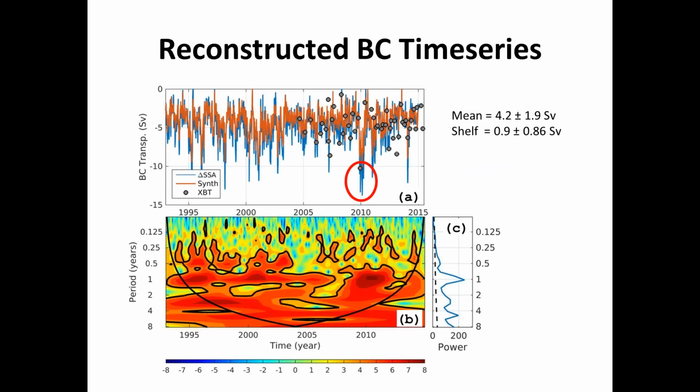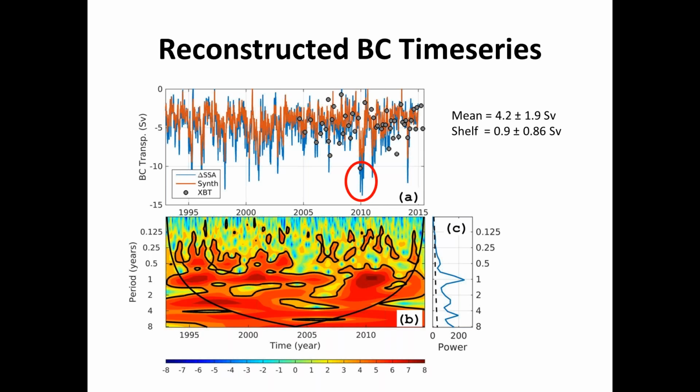Then we estimate the total time series of the Brazil Current since 1993 using this method. The dots here are the XBT observations and the two reconstruction methods, and they agree pretty well between them and with the observations. We get a mean of 4.2 Sverdrups, and along the shelf, around 0.9 Sverdrups, just the shelf transport. We see a lot of interannual variability and eddy variability as well.